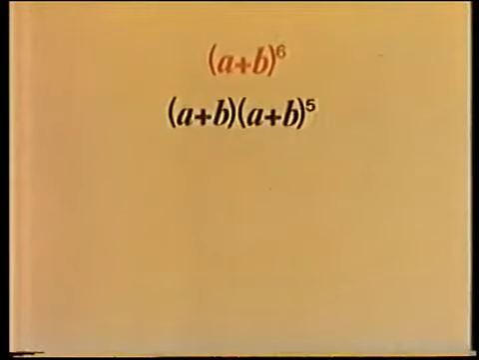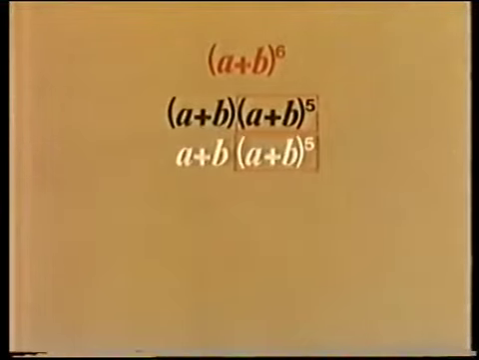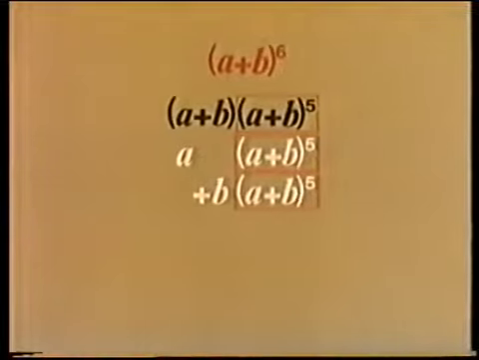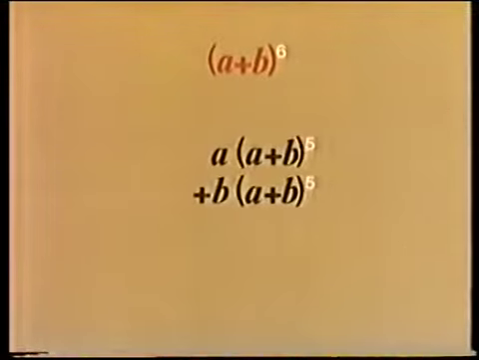Now treat a plus b to the 5th as a lump and split up the other bracket. We can write it as a times lump plus b times lump, and that gives us the 6th power in terms of the 5th, the 5th power in terms of the 4th, the 4th in terms of the cube, and the cube in terms of the square. We know how to work out the square, so change direction and build up the 4th power, like this.